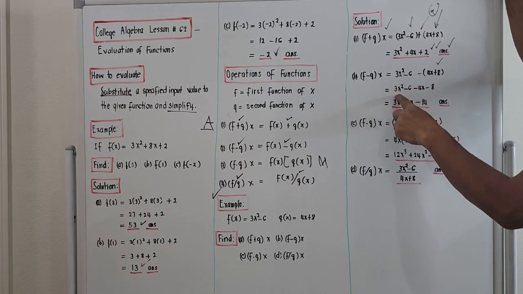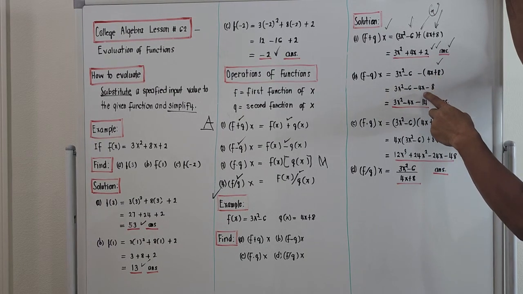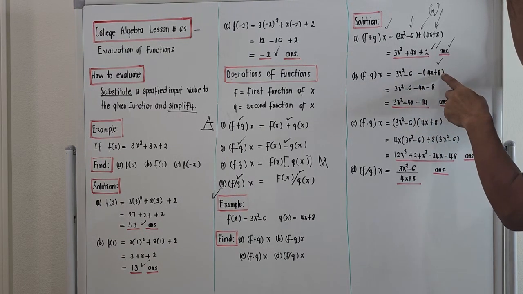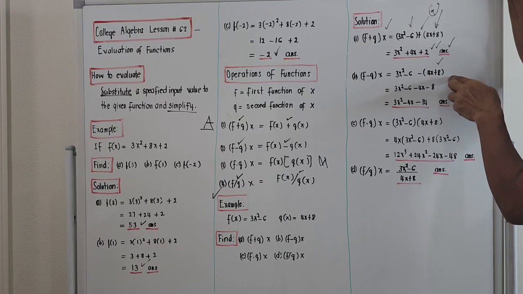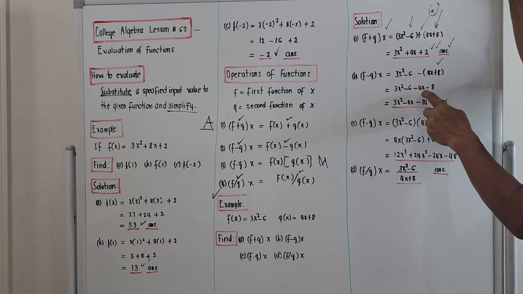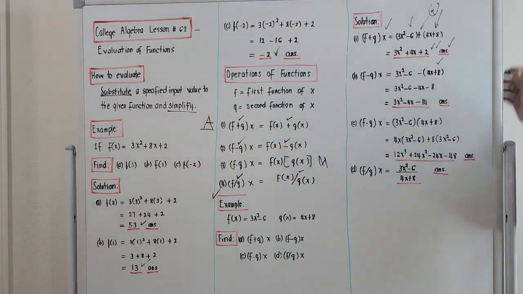3x squared minus open quantity 4x, that will be negative 4x. This is minus 6. Minus open quantity plus 8, that will be negative 8. We change the sign of the terms inside the quantity because this is preceded by a negative sign. So this is negative 4x, negative 8. Oh, that's fundamental operations, right?